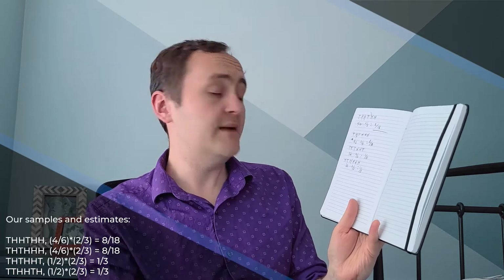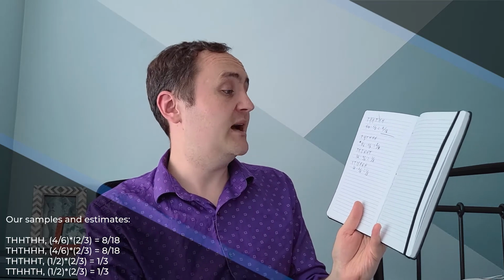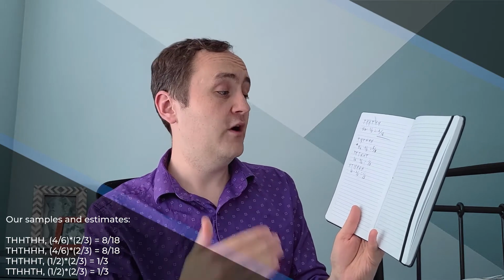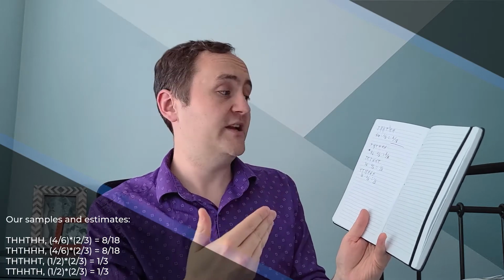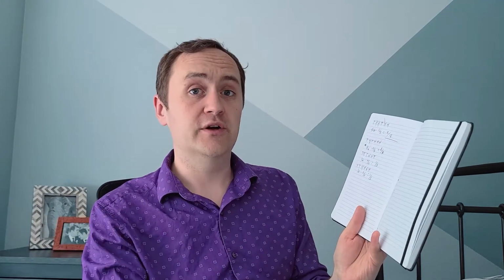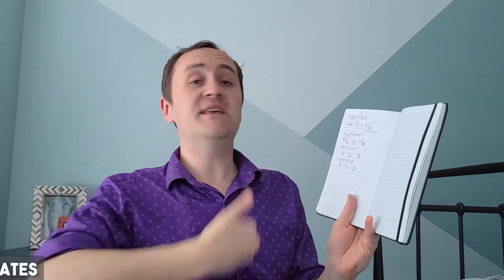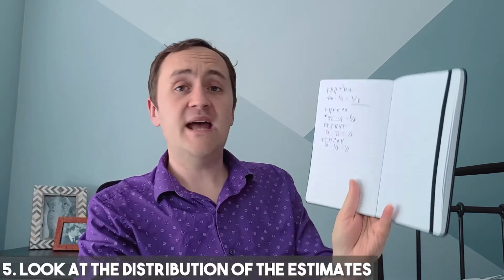The third and fourth times, I got 3 heads each time, which gives me an estimate of the proportion of heads of 1/3. If I take half, multiply that by 2/3, I get 1/3. So ideally, I would do this a lot more than 4 times, but now I have my 4 different simulation data sets. I've got my 4 different estimates by applying my estimator to the 4 different simulation data sets. And now I can look at the distribution of my estimates.